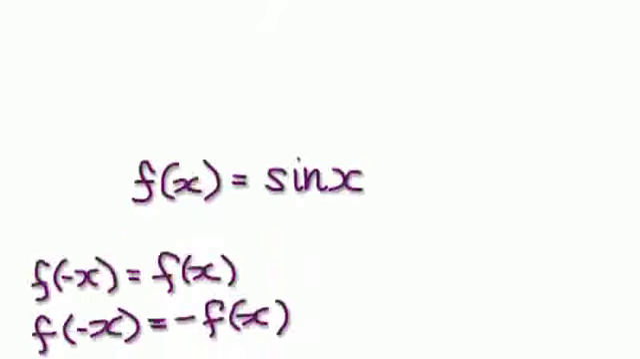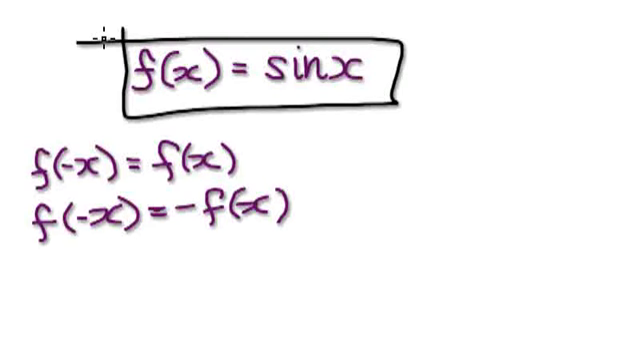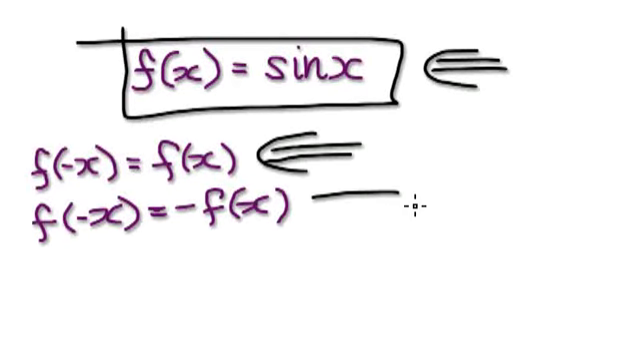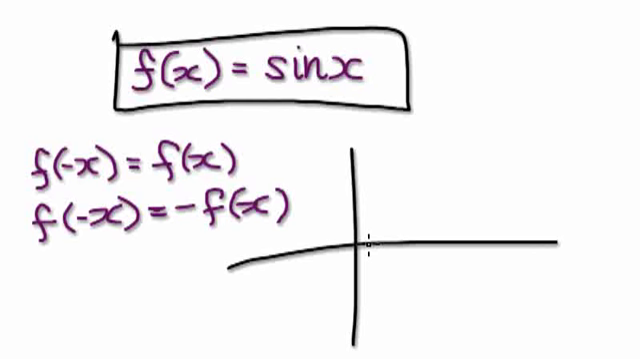Okay, let's give you guys some more practice. Given a function f of x equals sine of x, figure out if this function is an even function, an odd function, or neither. When given this function, just roughly sketch it so that you get a rough idea of what's going on inside your mind. So sine of x will look like this, 360.